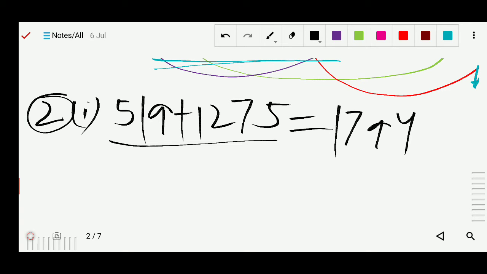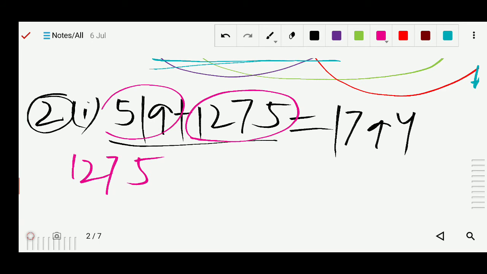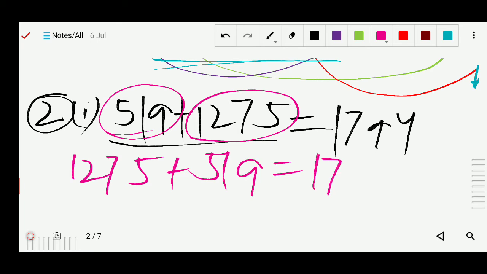Now I will change the order. I will write 1275 first, and then write 519 here, and again I will add and we will get the same answer. So what does that mean? We changed the order, I just did it in reverse order, and our answer is the same. So it is correct. And which property is this? Which property is this?